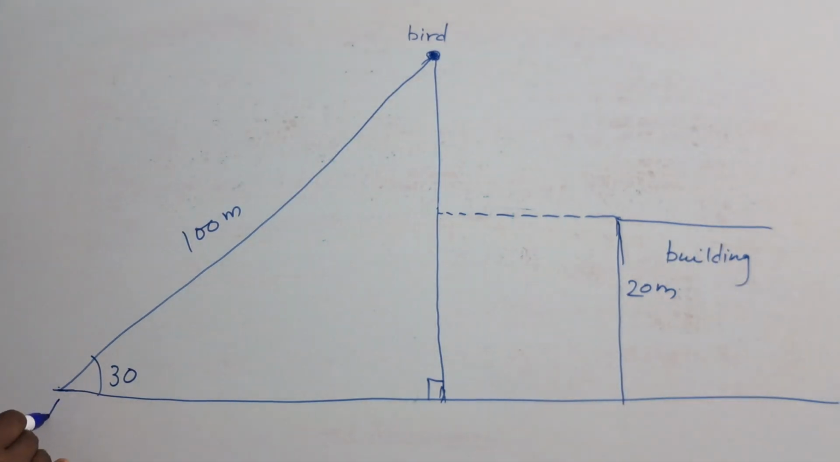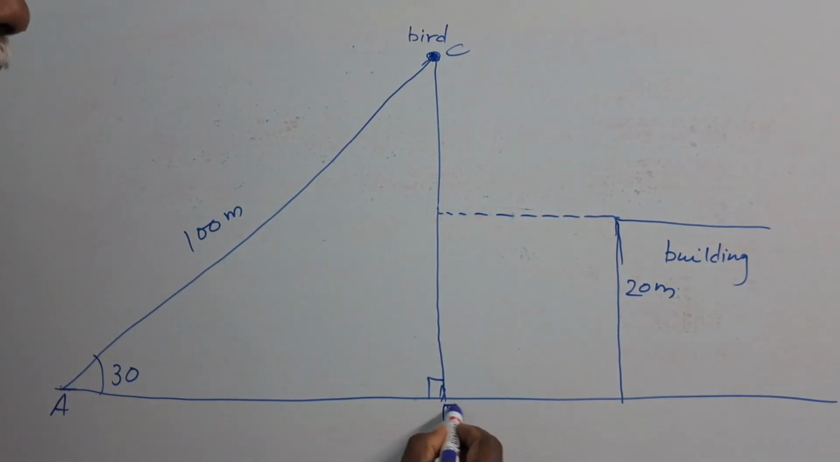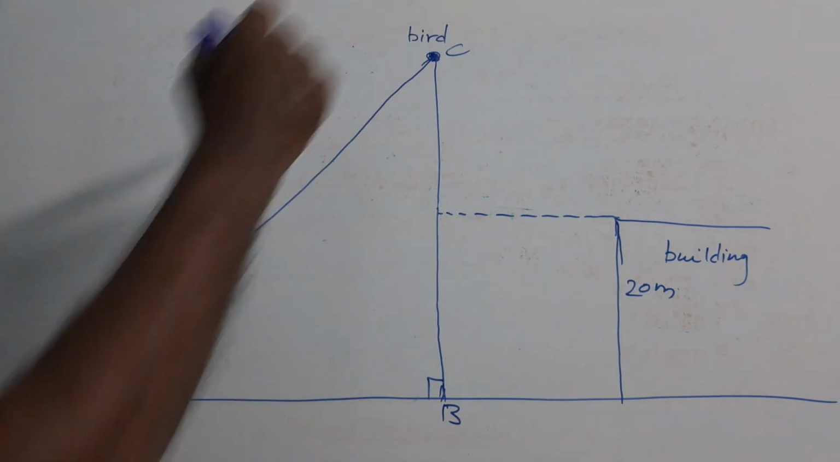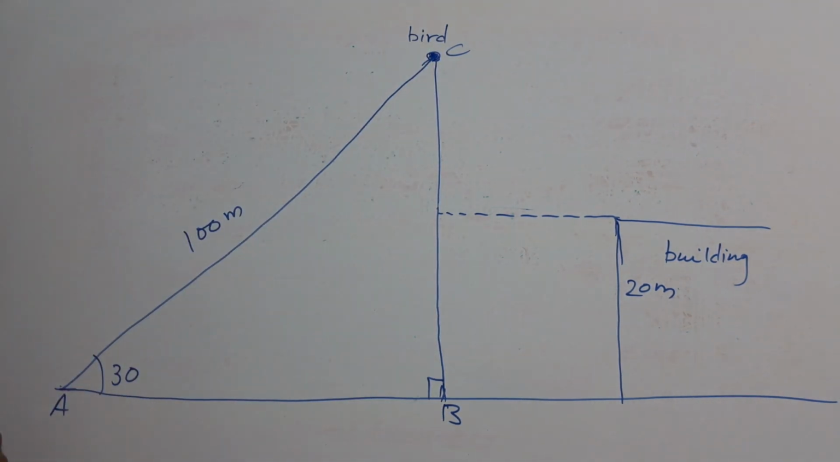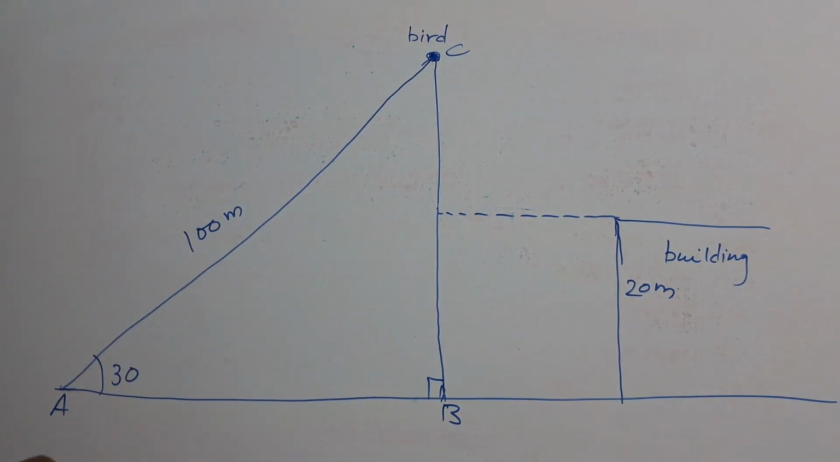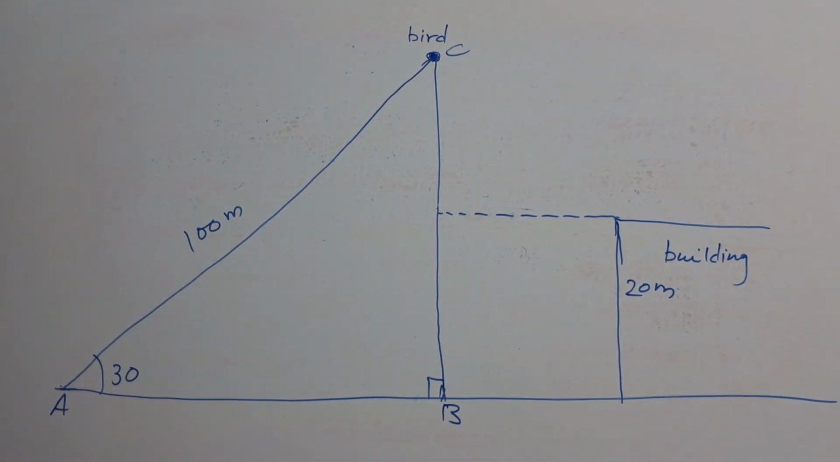So I call it A, and the bird C, this point B. Here we have a triangle ABC, in which the hypotenuse AC is 100 meters, and we need to find BC, which is the opposite side.